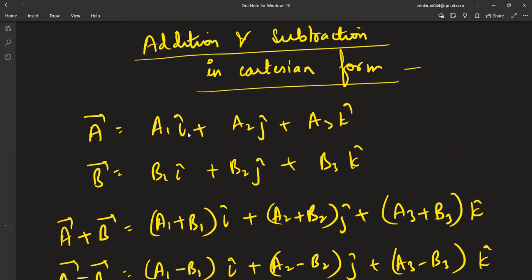Just take the like coefficients and add them. If we are talking about I cap, the coefficients of I cap will be added. So A1 plus B1, A2 plus B2, A3 plus B3. And when we are subtracting, same thing: A1 minus B1, A2 minus B2, A3 minus B3.